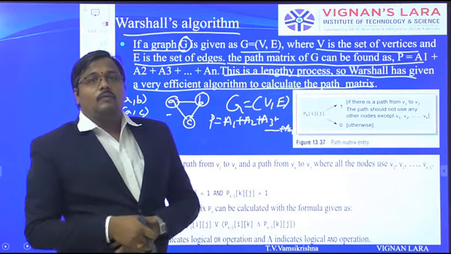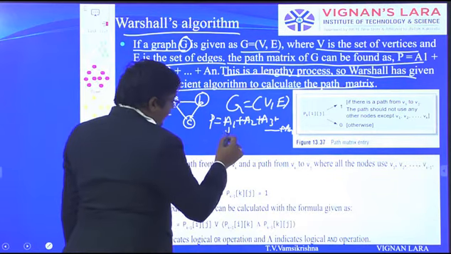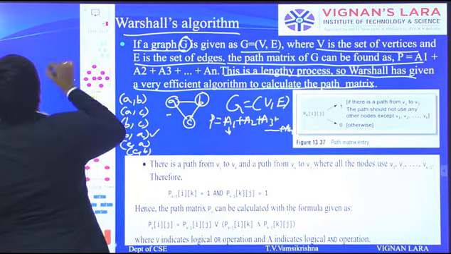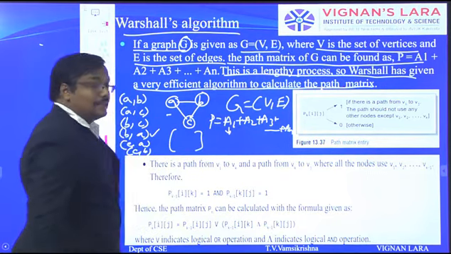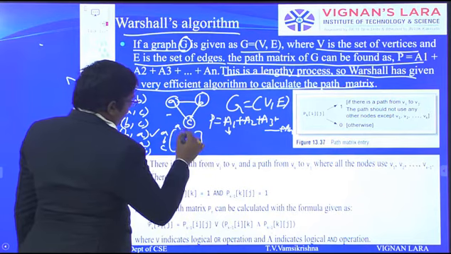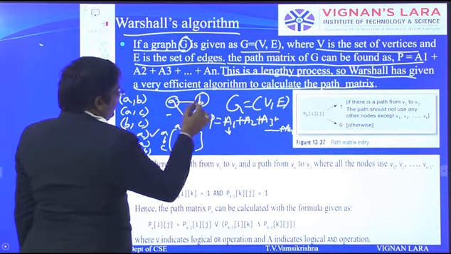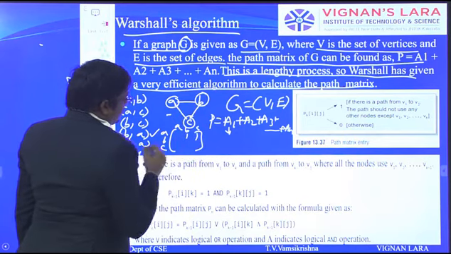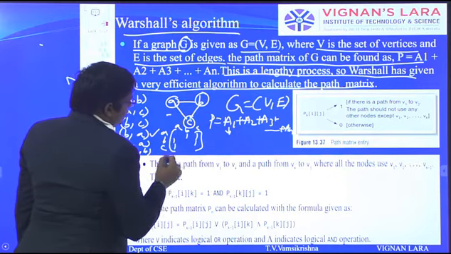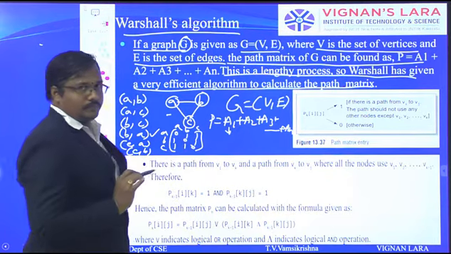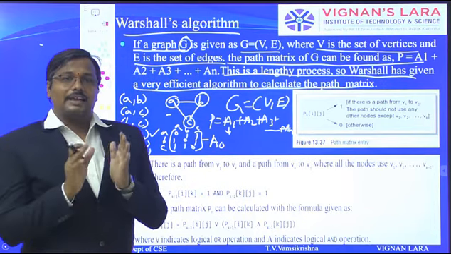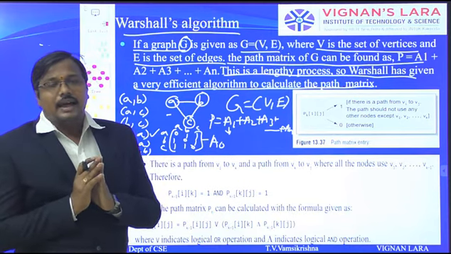Why it is a lengthy process: initially we design an adjacency matrix. For example, rows A, B, C and columns A, B, C. A to B is an edge, A to C is an edge, B to A is an edge, B to C is an edge, C to A is an edge, C to B is an edge, and the others are zeros. This is called the A0 matrix, meaning we are considering only the direct edges.